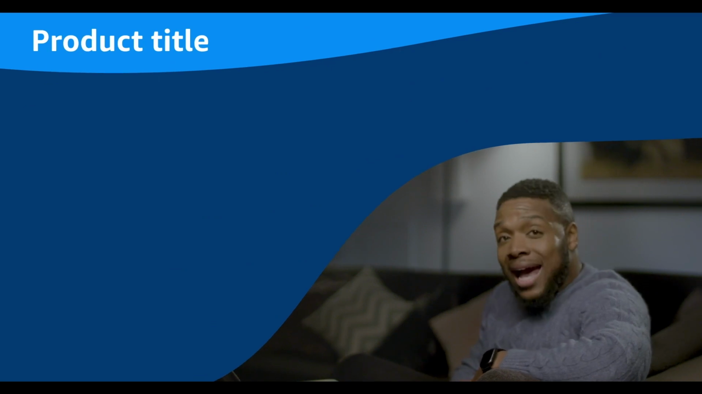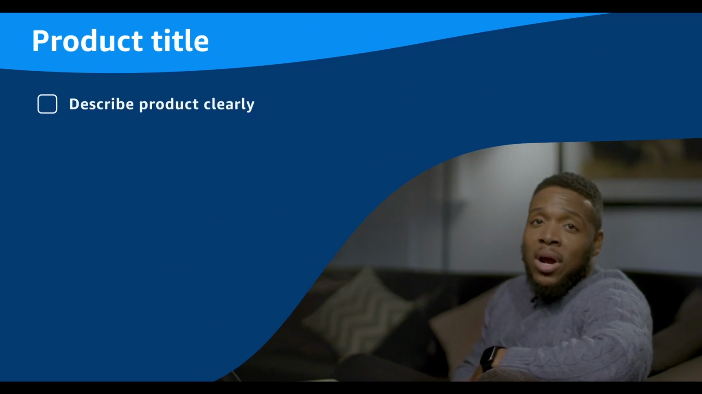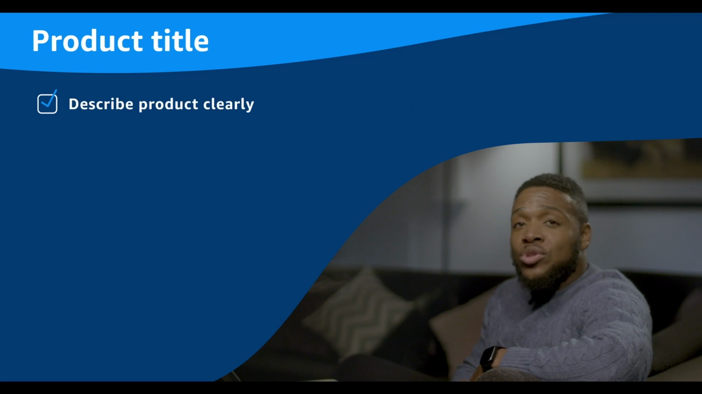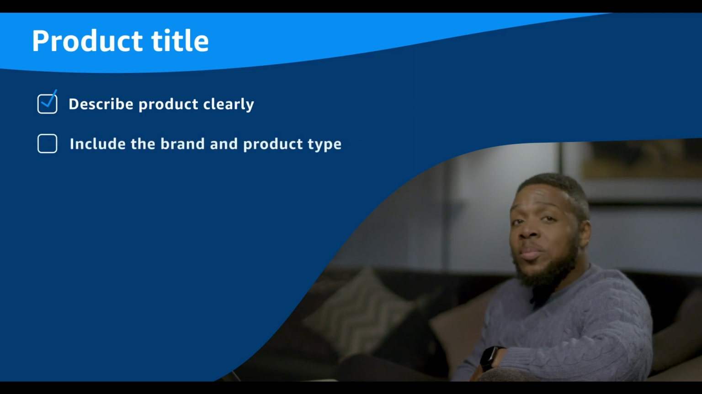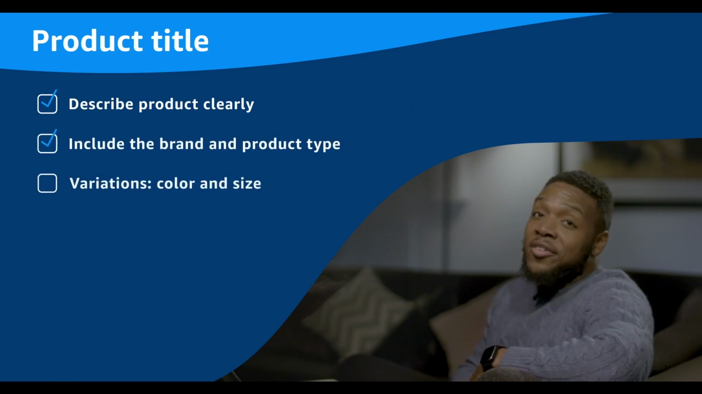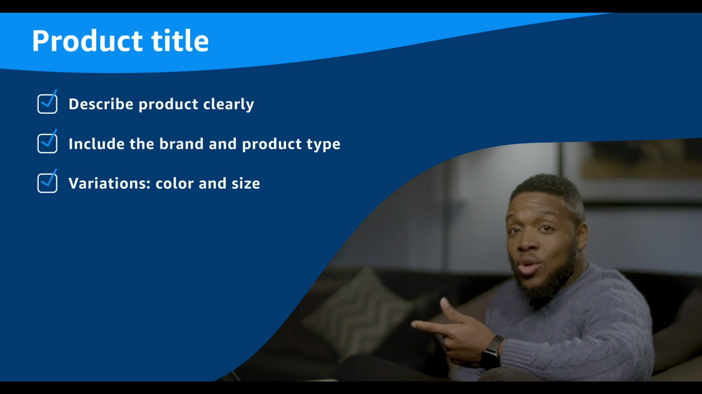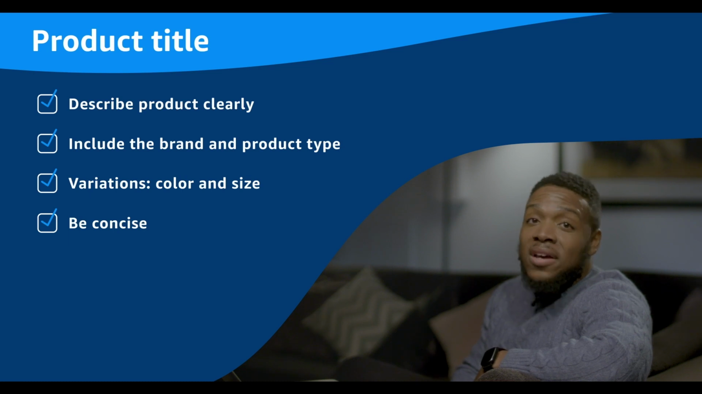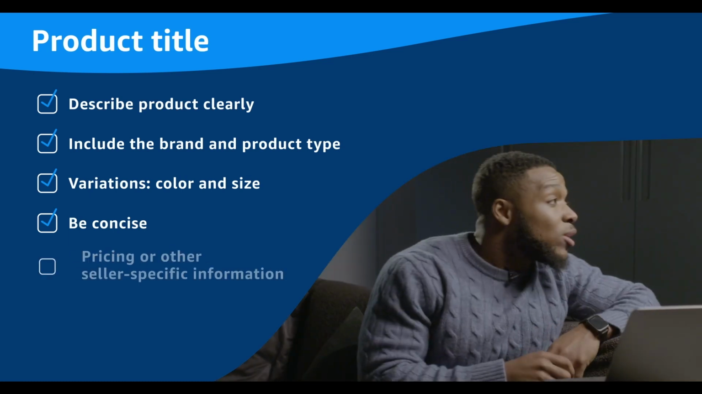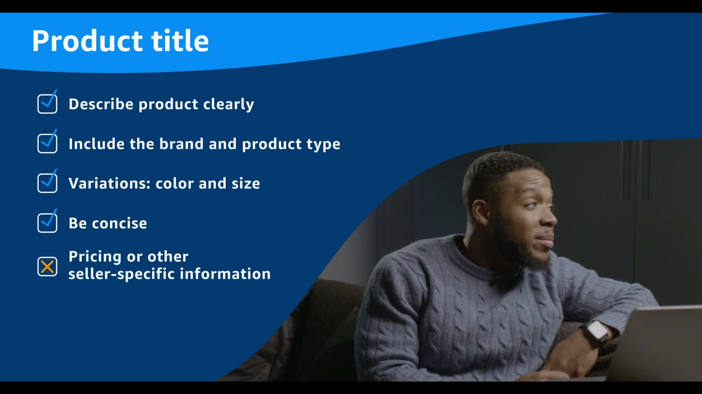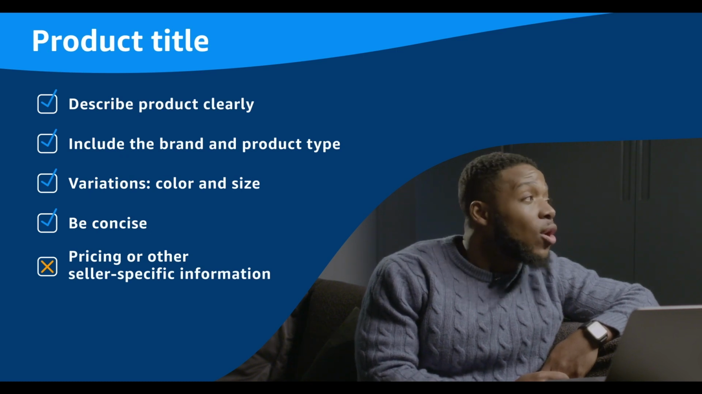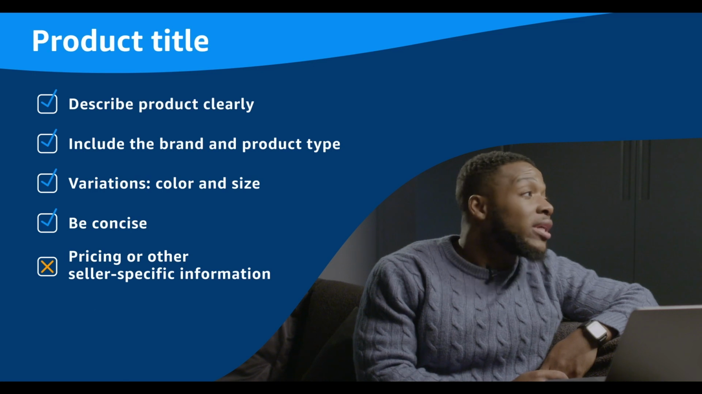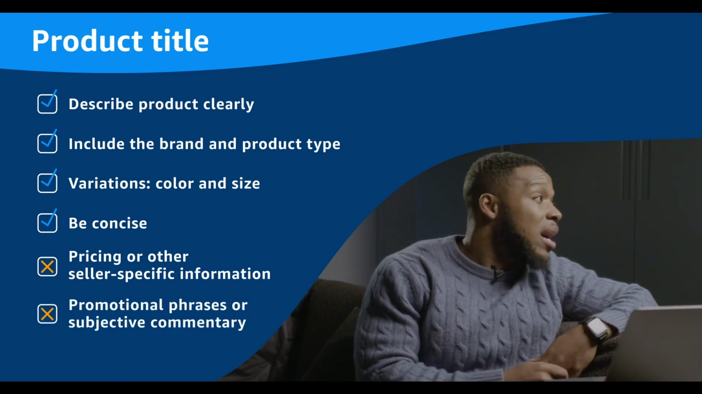When creating a product title, make sure it describes your product clearly and succinctly to help drive searches. Include the brand and product type. For variations, include color, size, or other descriptive information. Be concise. Use no more than the recommended number of characters and spaces listed in the style guide for the product's category. Don't include pricing or other seller-specific information in a product title or elsewhere on a product detail page. Don't include promotional phrases or subjective commentary.